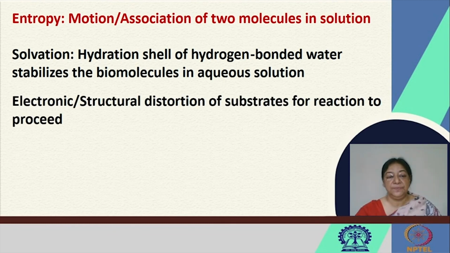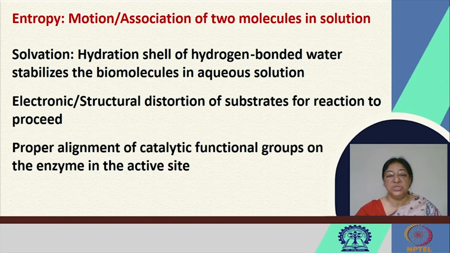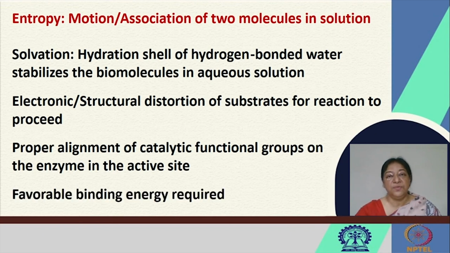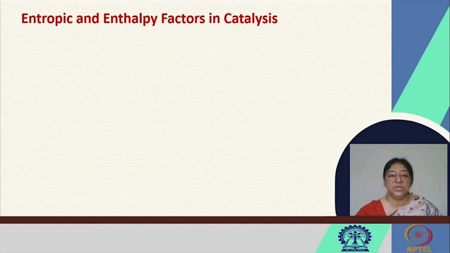So there can be electronic structural distortions of the substrates that might be necessary for the reaction to proceed. And we definitely need proper alignment of the catalytic functional groups on the enzyme in the active site, which we will see later when we look at specific enzyme mechanisms. And of course, we need a favorable binding energy that is going to allow the enzyme substrate complex to form and the reaction to proceed.